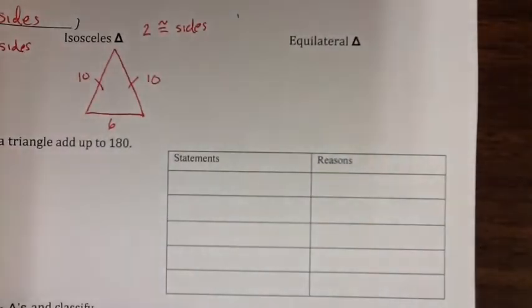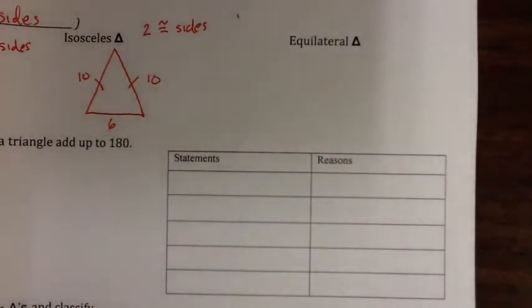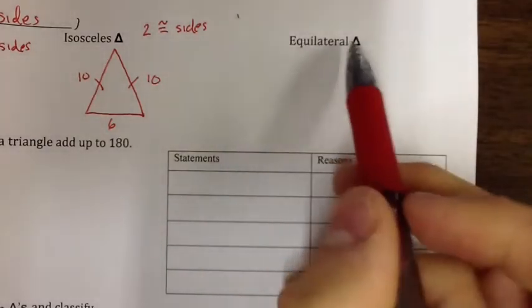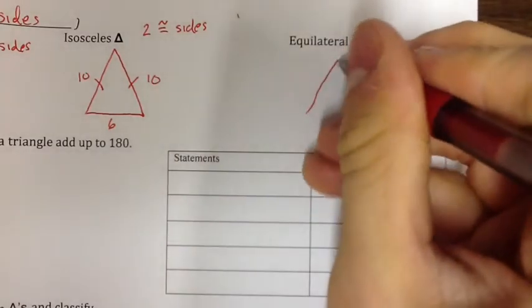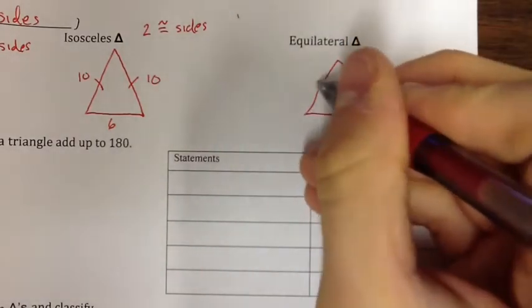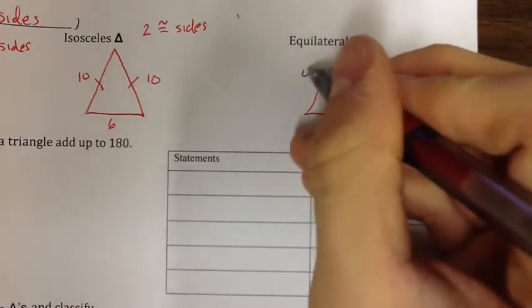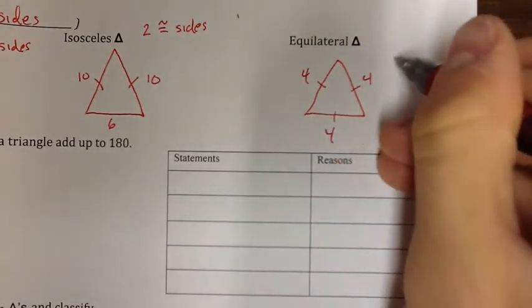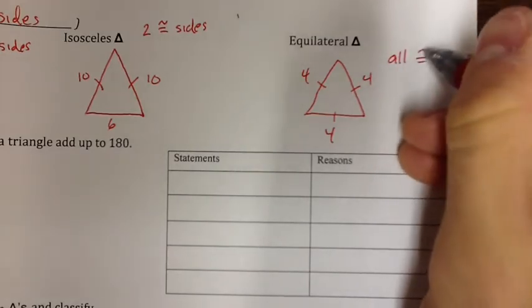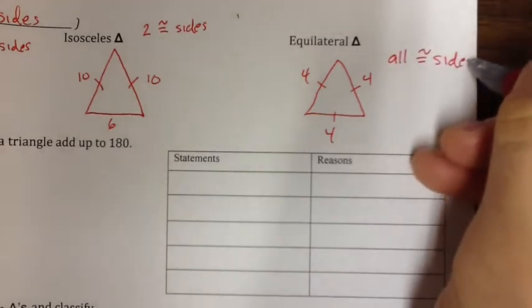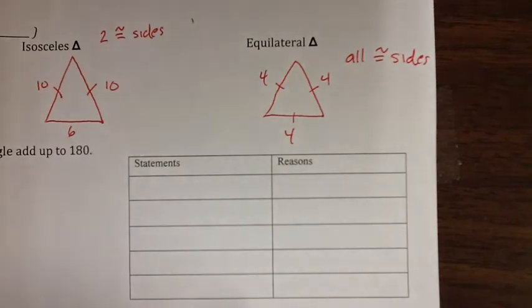And then lastly, equilateral, equa meaning equal and lateral meaning side. This literally means equal sides. All three sides are exactly the same. And maybe 4 centimeters, 4 centimeters, 4 centimeters. All congruent sides. All three of them are congruent. Okay?